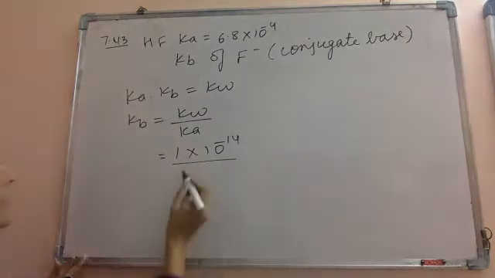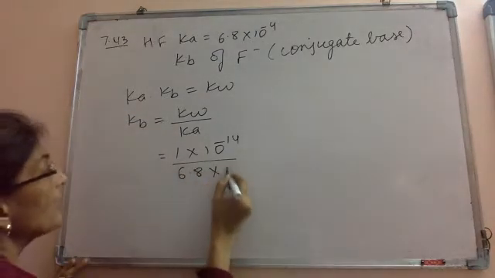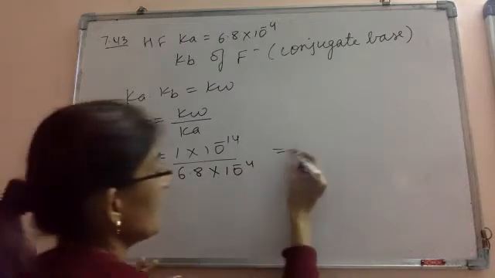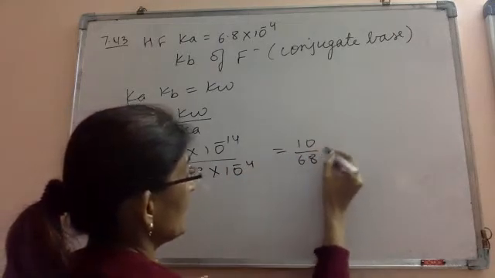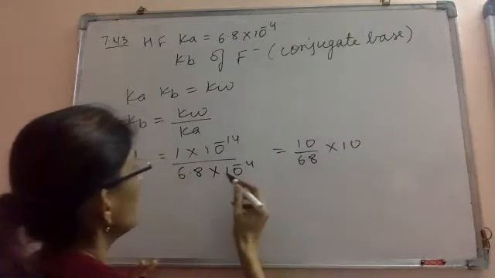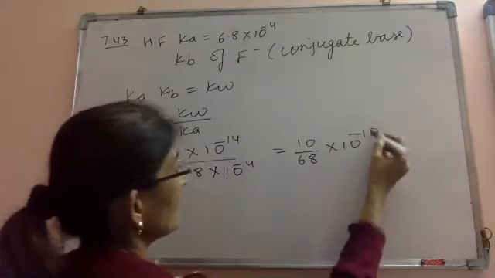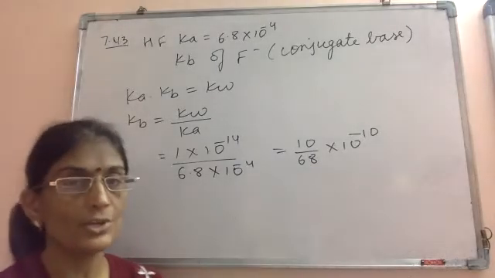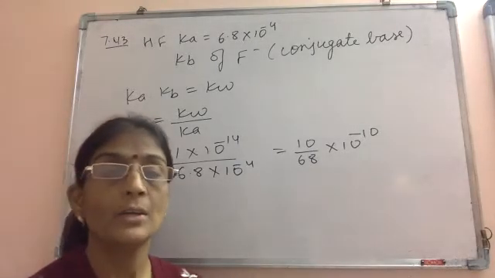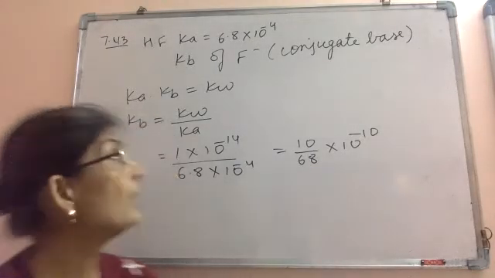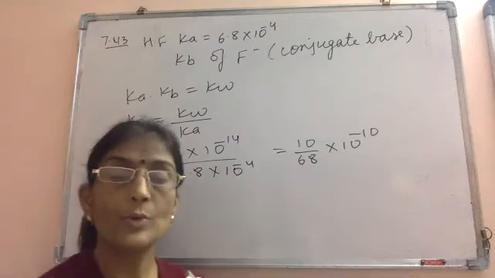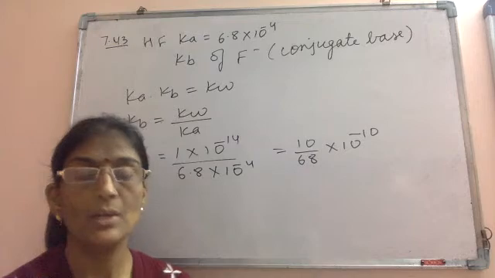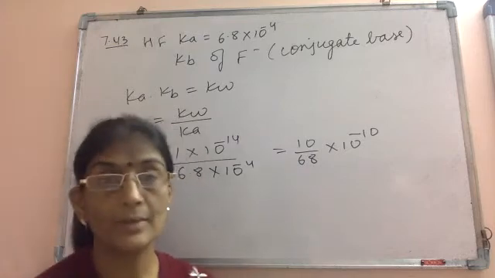What is Ka? It's 6.8 × 10 raised to the power minus 4. If you solve it, you will get the answer. 10 by 68 into 10 raised to the power minus 10. So 0 point something and 10 to the power minus 10 is the ionization constant of conjugate base. Just we want to recall the formula that Ka into Kb is always equal to Kw, that is ionic product of water. That is for conjugate pair, है ना?